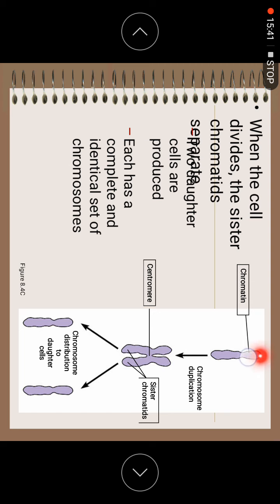But before it is ready to divide, it is like this. They are not duplicated, so they are just one chromatin like this. It is a thin one, which we cannot see under the microscope. When it is ready to divide, it will duplicate itself. When they duplicate, they are held by the centromere. Since they are the same copy, the left and the right are called sister chromatids. One side is a chromatid, and together they are called sister chromatids.